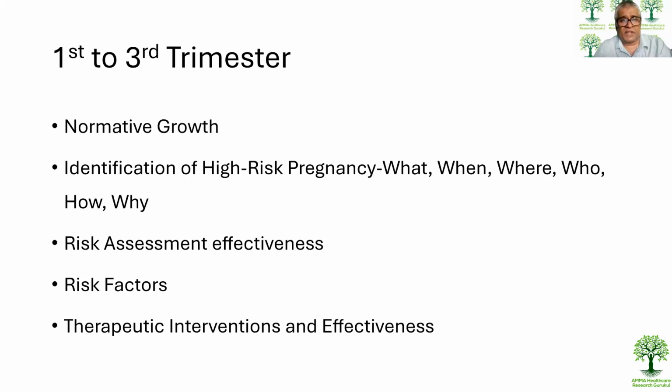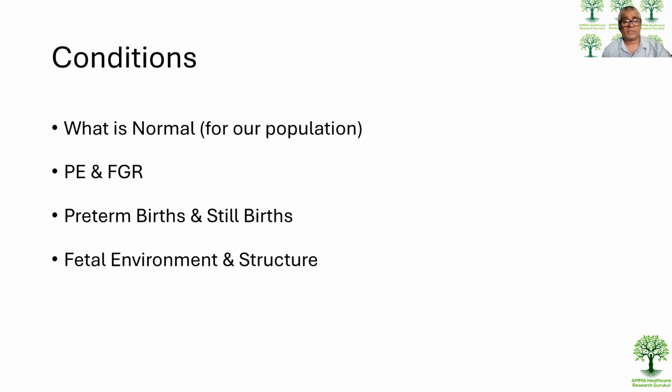From the first to third trimester, looking through a trimester-wide approach to pregnancy, Samrakshan looks at normative growth, identification of high-risk pregnancy, assessment of risk and the effectiveness of risk assessment strategies, risk factors for abnormal outcomes, adverse perinatal outcomes, therapeutic interventions, and effectiveness. It also looks at specific conditions, starting from what is normal for our population, and then looking at preeclampsia, fetal growth restriction, preterm births and stillbirths, and the fetal environment and fetal structure.